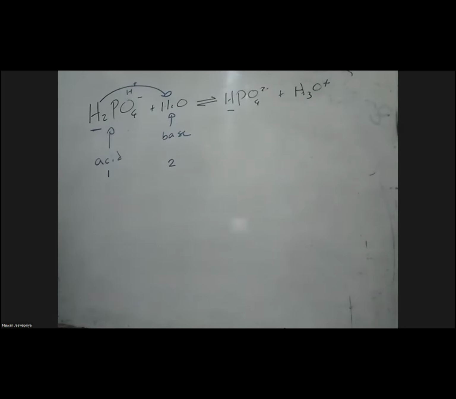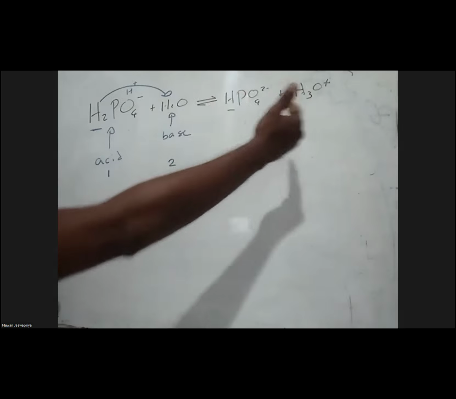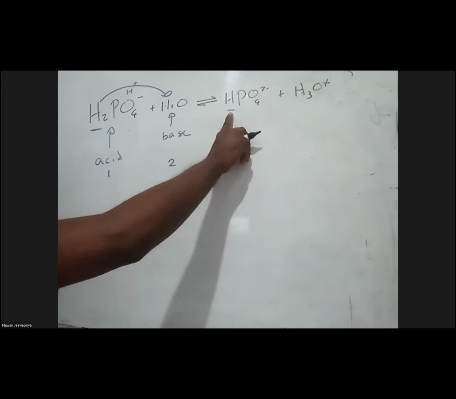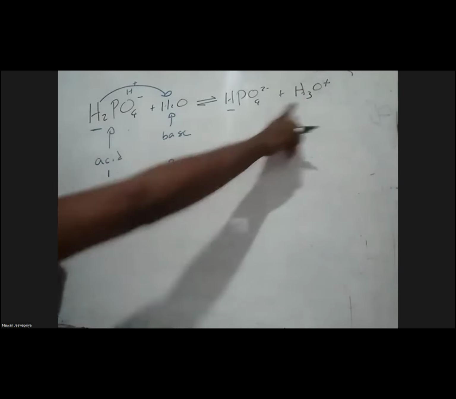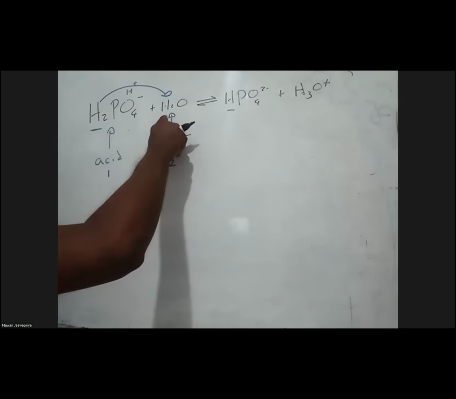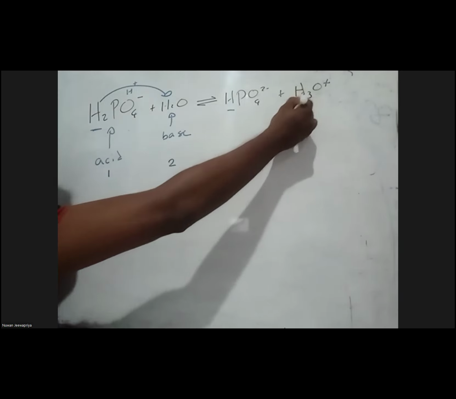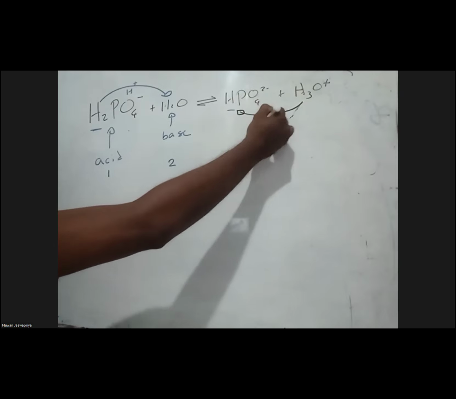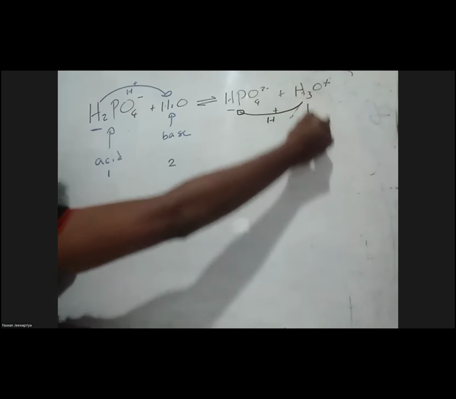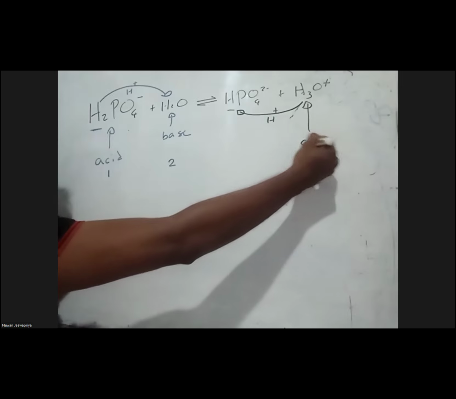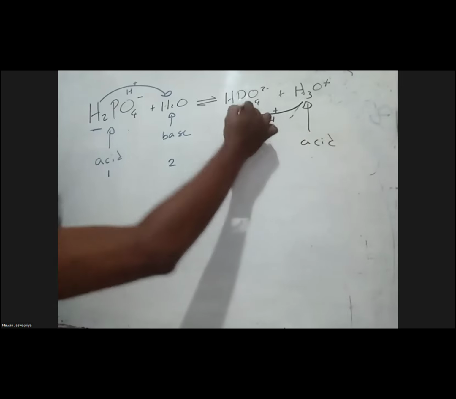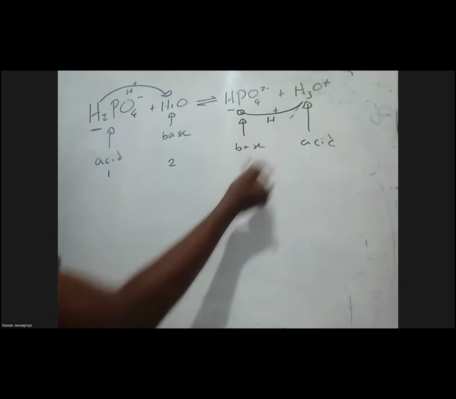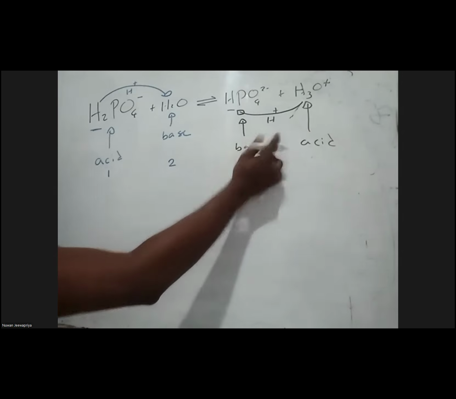Now the next one, consider the reverse reaction. In the reverse reaction, here there is 1 H, this side 2 H, and there are 3 hydrogens and only 2 hydrogens. That means H3O plus is the one which donates H plus to this species. So H3O plus is the donor of H plus, so it is the acid. This is the acceptor of H plus, so that is the base.